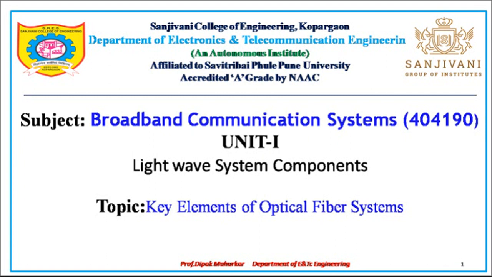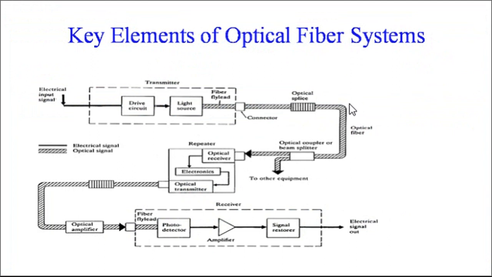So the first point is key elements of optical fiber systems. These are the diagram. If you observe the diagram, you start with the electrical input signal, then the transmitter. The transmitter contains the driver circuitry and light source. This portion you can call the fiber fly lead, connector, then optical splice, optical fiber cable, optical fiber coupler or beam splitter we can call it. Then this one is nothing but the regenerator.